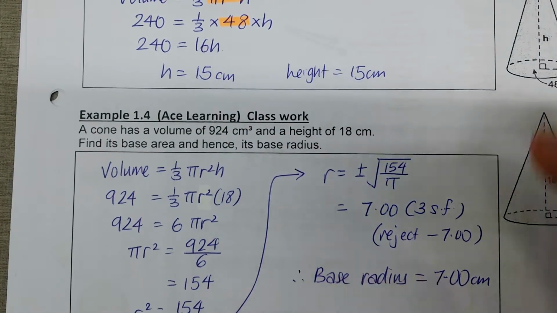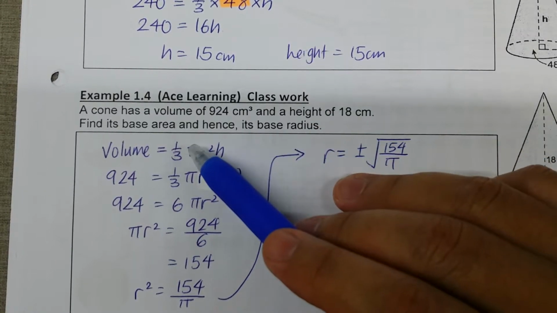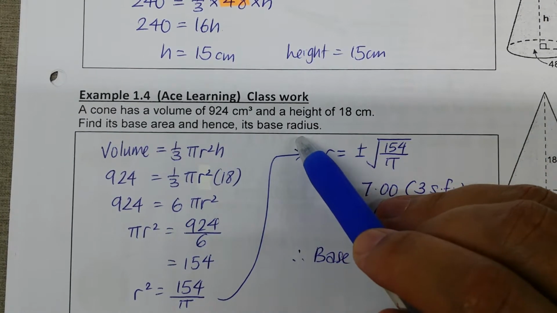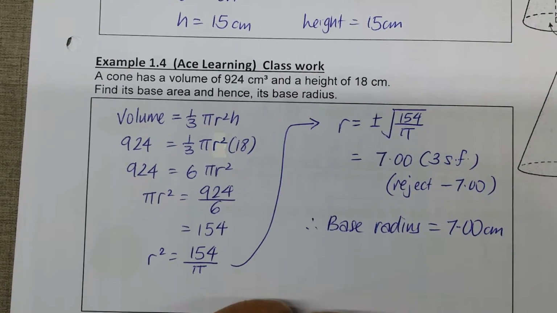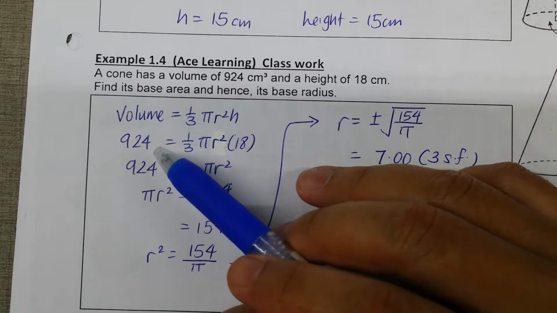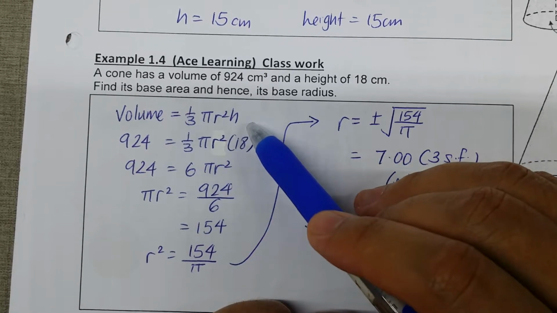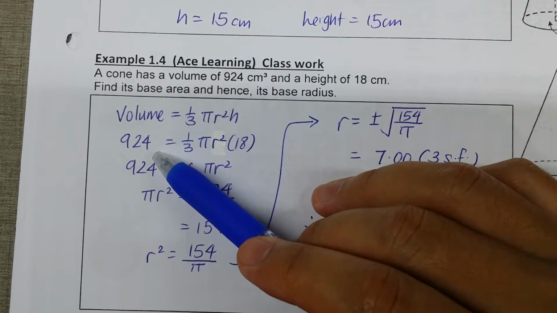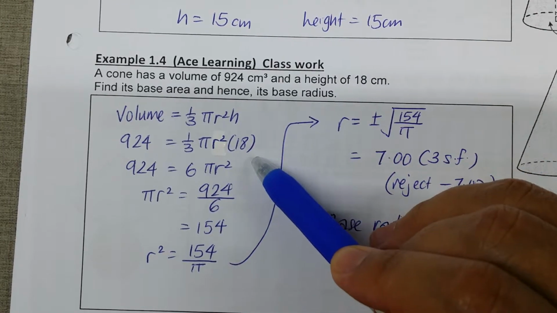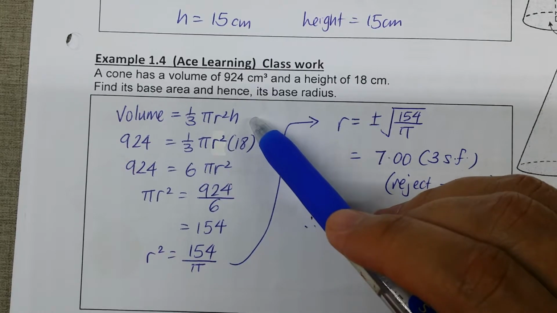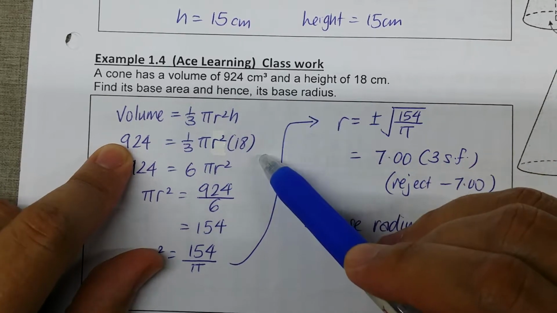Example 1.4. A cone has a volume of 924 and a height of 18. Find its base area and hence find its base radius. Similar to 1.3, it is a reverse type of question. They gave me the volume, they asked me to find base area. So volume equals to 1/3 pi r square h, or you can write 1/3 times base area times h. Volume replaced with 924, height replaced with 18.